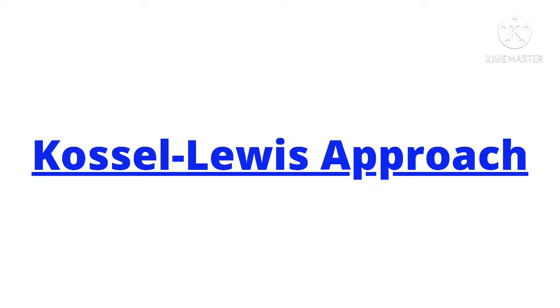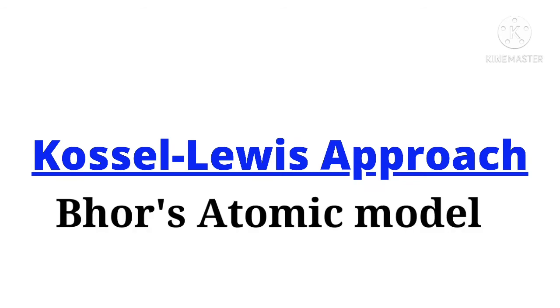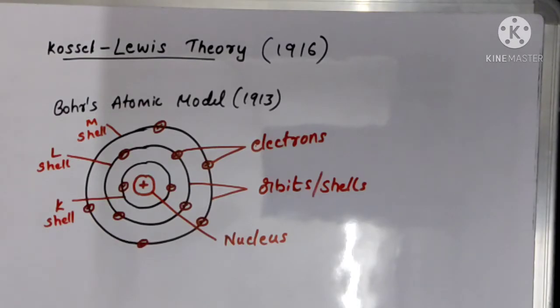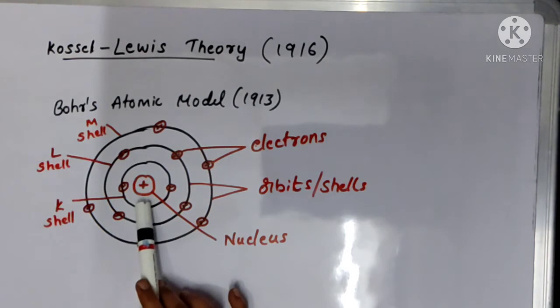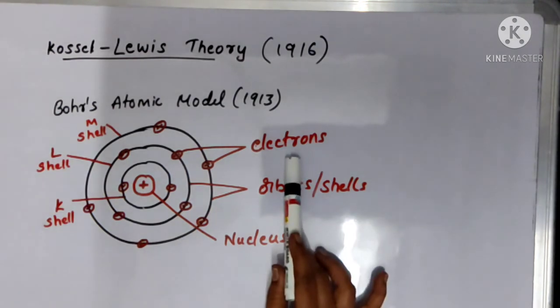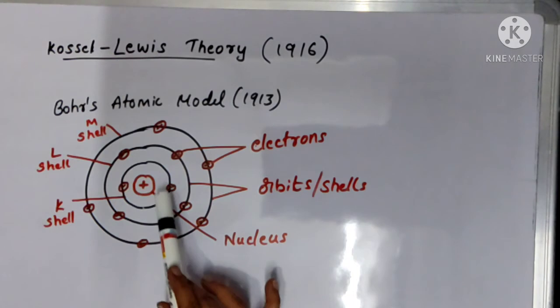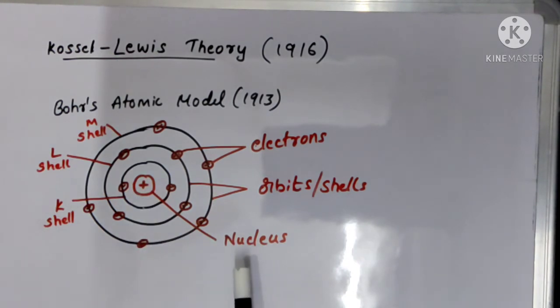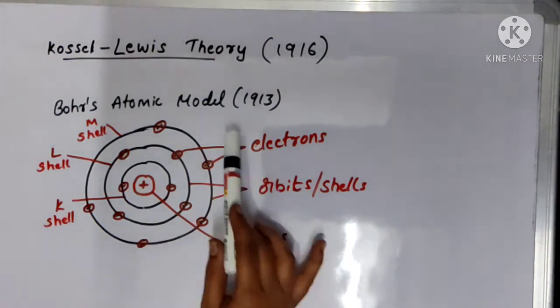In this video, we are going to learn about Kossel-Lewis theory. Before we get into this theory, we quickly recall Bohr's atomic model. According to Bohr's model, it consists of a small nucleus which is positively charged, surrounded by electrons which are negatively charged. These electrons move around the nucleus on shells called K, L, M and N shells.